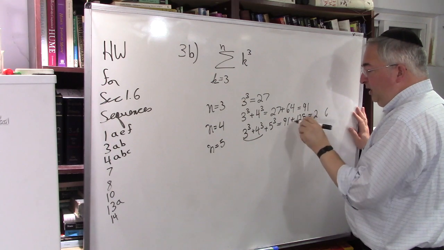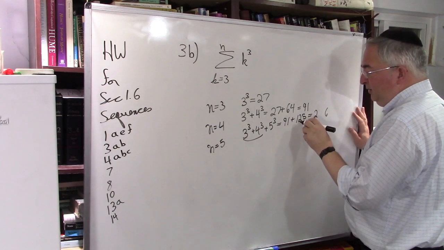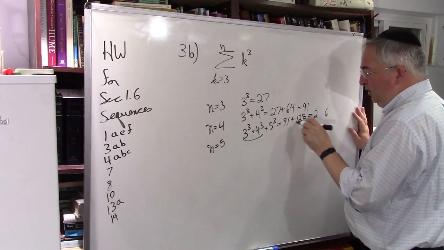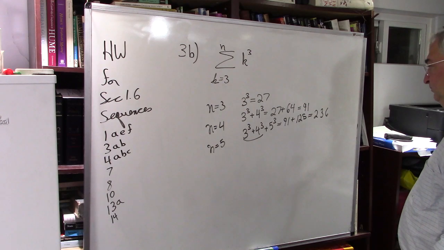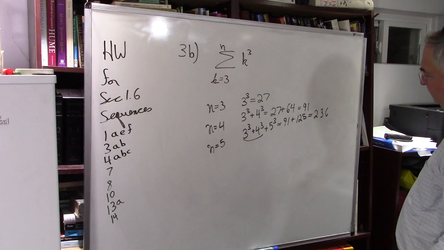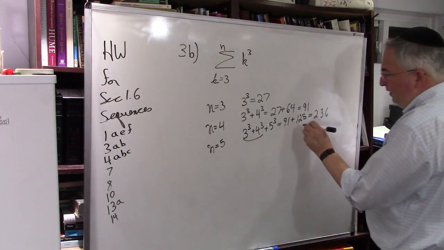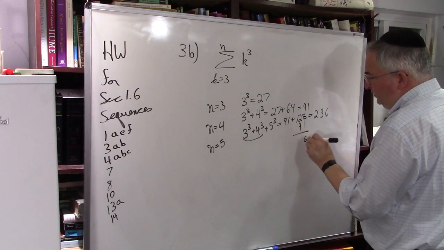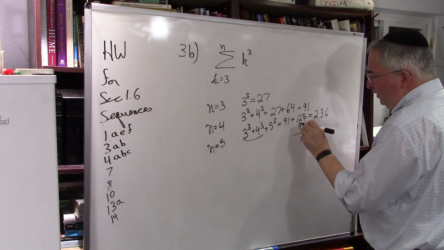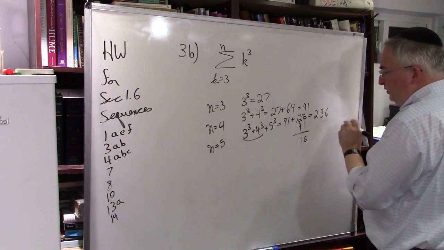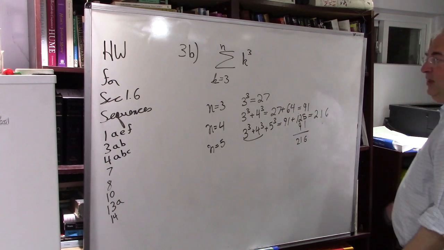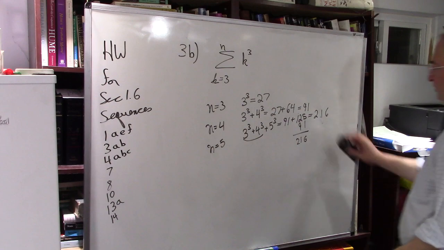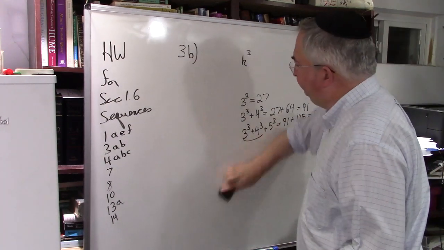206, 9 and 2, 2 and 1 is 3, 236. Nope, that doesn't make sense. Let's do that again. 91. Okay, 6, 2, no, that's a 1. So it's, I'm sorry, 216. Okay, that takes care of that. So that's 216. Next.